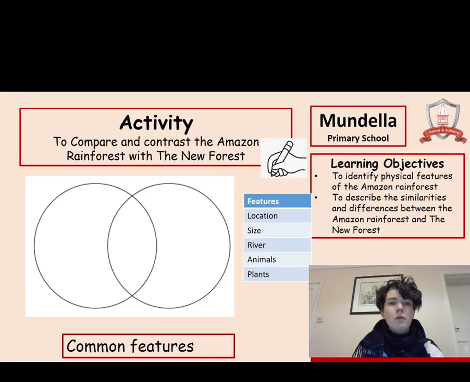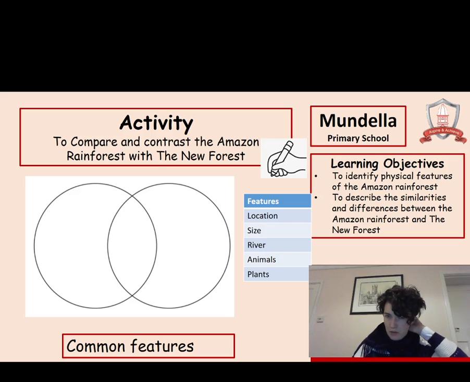Okay, so what we're going to do now is you're going to compare and contrast the Amazon rainforest with the New Forest. So what we have on the screen is a Venn diagram. So we have the two circles, and on this side you'll write about the features that are true of the Amazon rainforest. This circle here will be features of the New Forest, and the part in the middle where they overlap is for the features that they have in common. So those features that you can share between the Amazon rainforest and the New Forest.